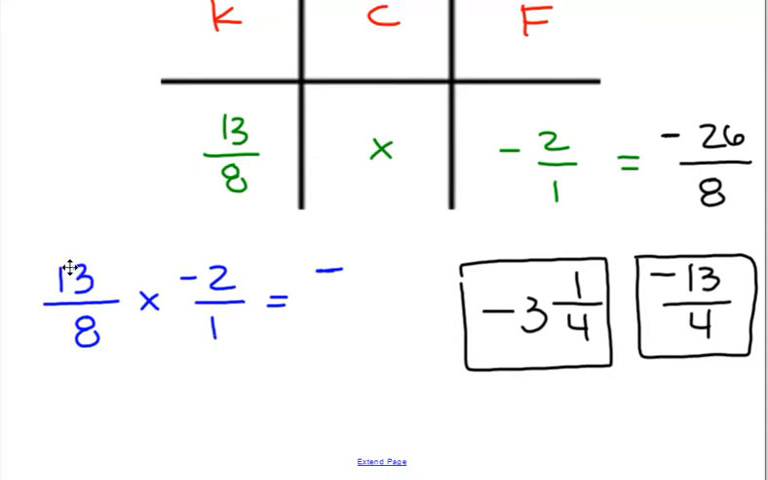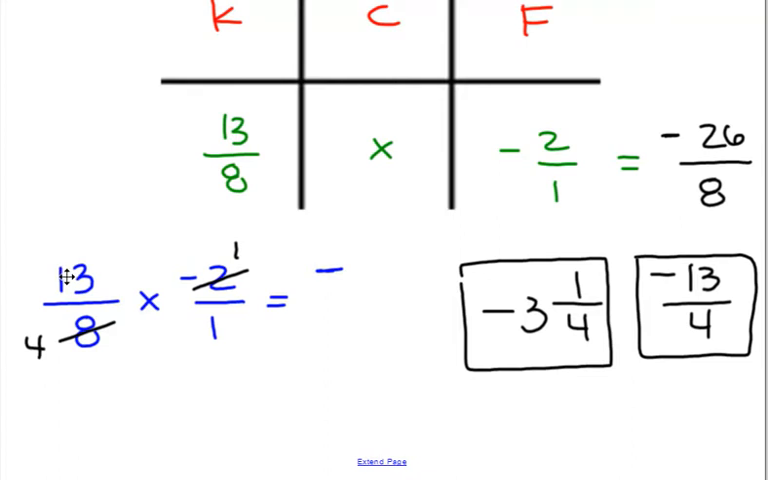Can you simplify 13 over 1? No. Now go diagonal the other way. Can you simplify 2 over 8? Yes, you can. What would 2 over 8 be? Well, it would be 1 over 4. As long as you do those 4 checks, 1, 2, 3, 4, and you simplify each one of those ways, then your final answer will be simplified.